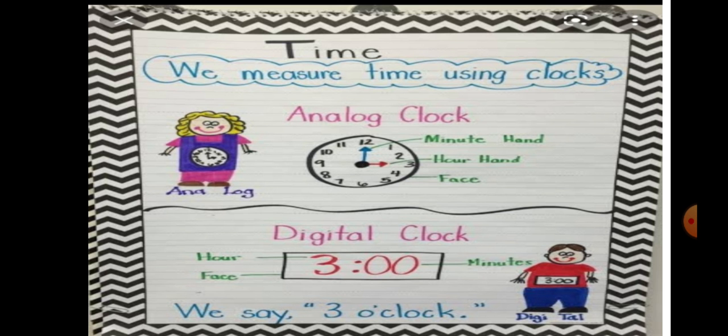We measure time using clocks, analog clock and digital clock. In analog, we can see the minutes hand, hours hand and face of the clock. But in a digital clock, we can see the time directly.